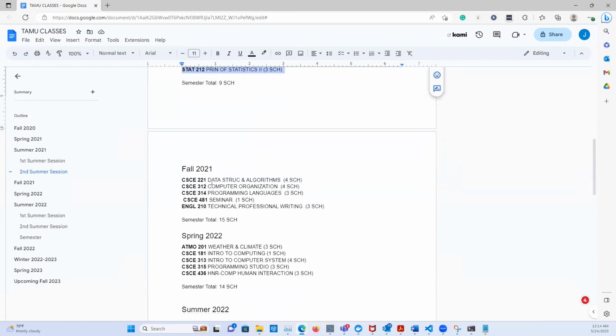So next is fall of 2021. And so after this, I got accepted as a computer science major. And so I did not become a statistics major yet. So most of my classes were computer science focused. So in this case, the first one is the data structures and algorithms class. So I had this with Professor Lupoli. And so all of these classes, except for CSCE 312, were online.